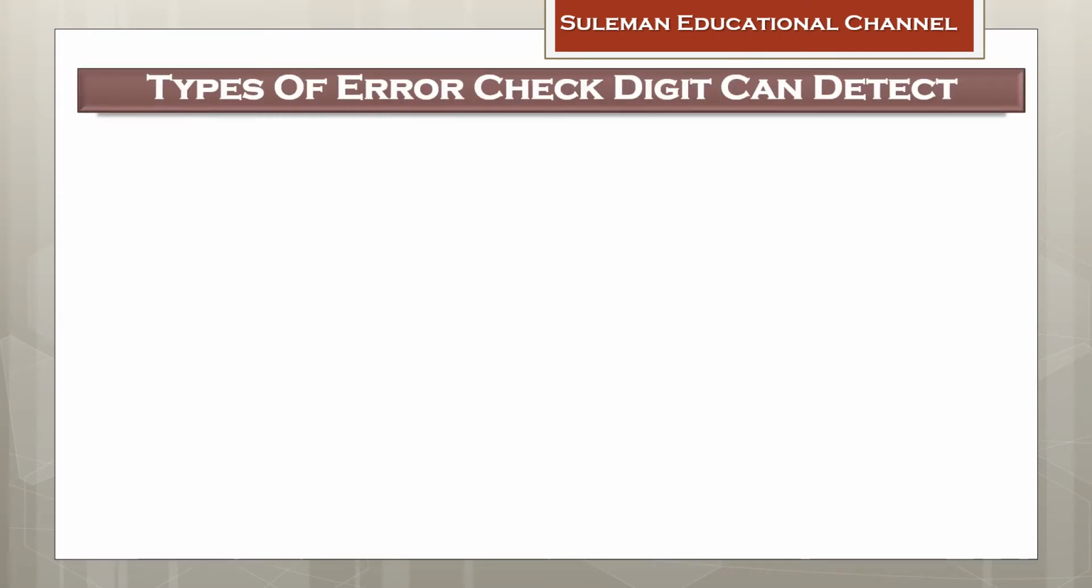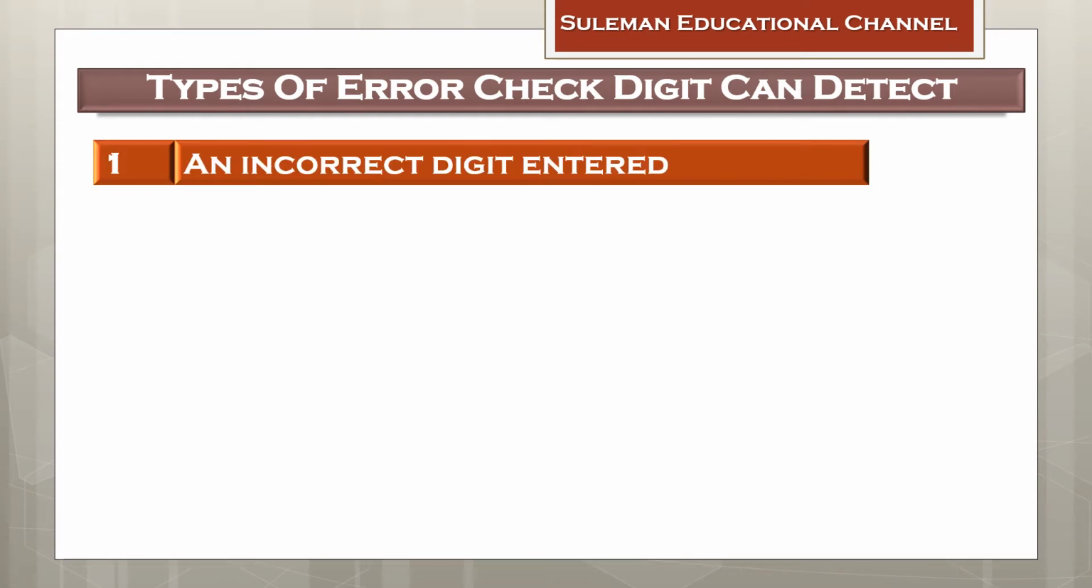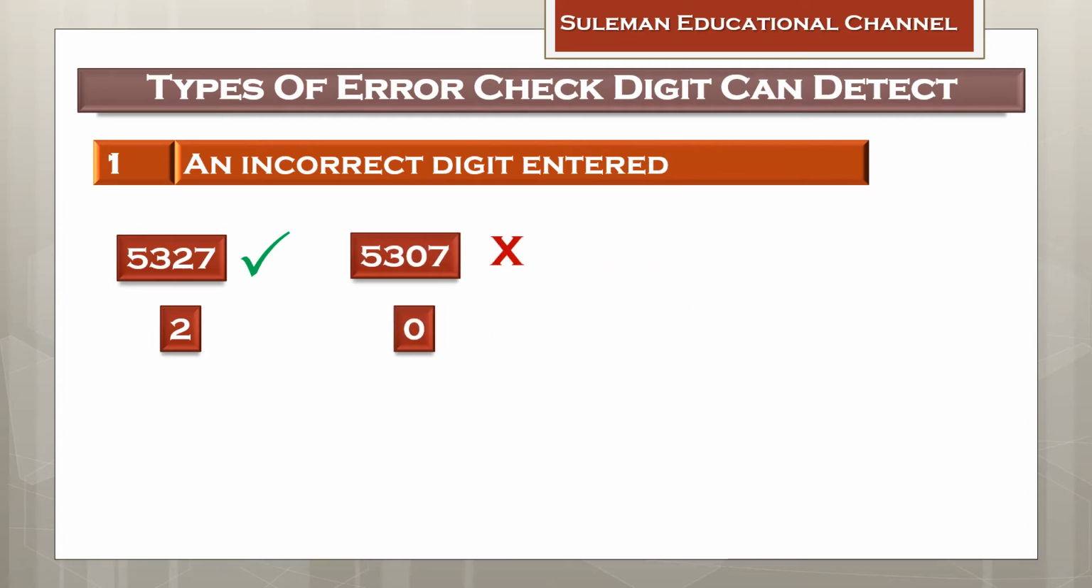Now we will discuss the types of error which a check digit can detect. The first type is an incorrect digit entered. It means that you have mistyped a number in place of another number. For example, you have to type 5327, but instead 5307 has been typed. So 2 has been mistyped for 0. The check digit will detect this error that an incorrect digit has been entered.